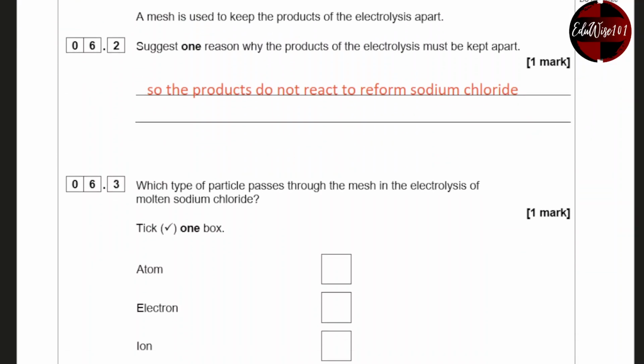Which type of particle passes through the mesh in the electrolysis of molten sodium chloride? Now the particles involved are the Na+ ions and the Cl- ions. So the answer is ion.